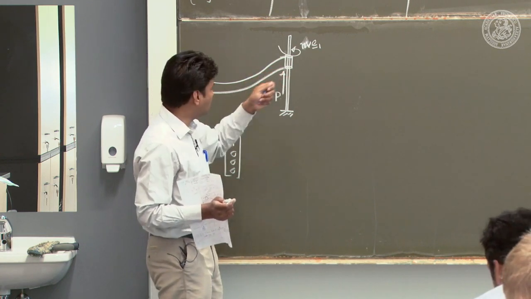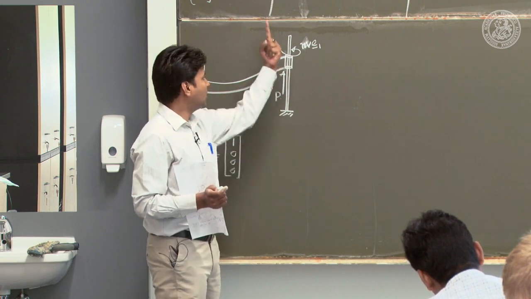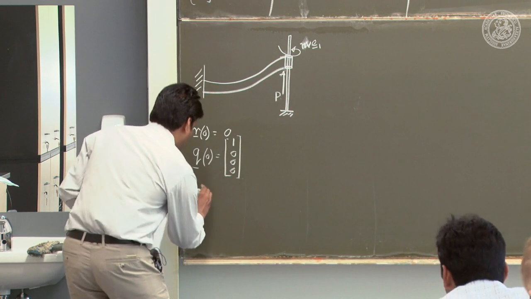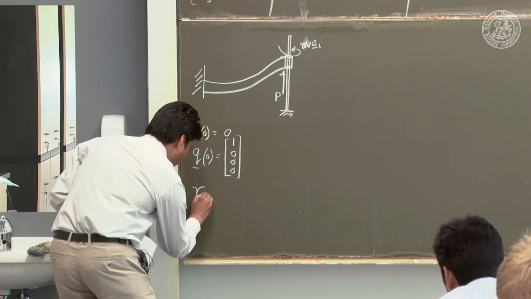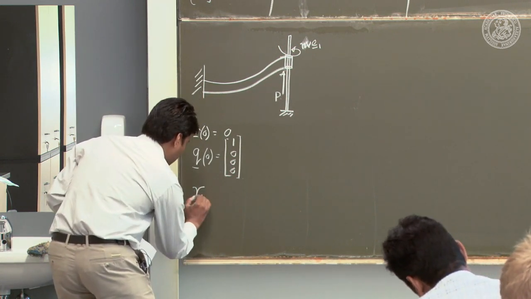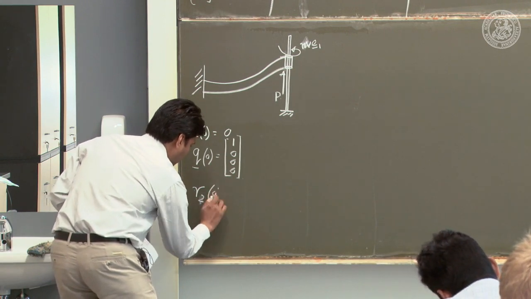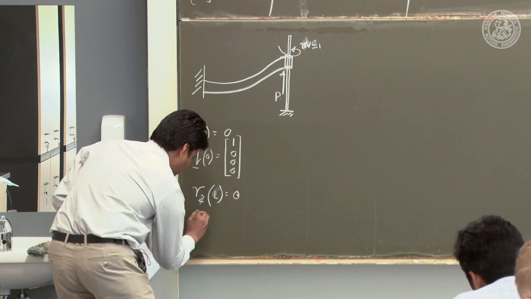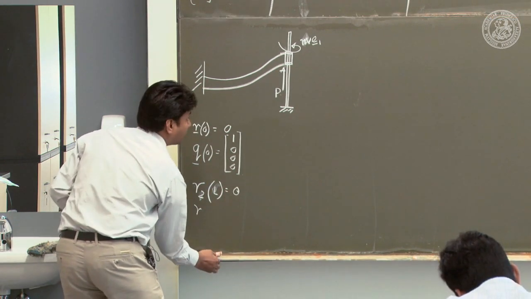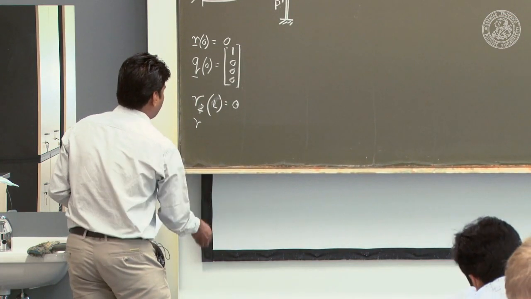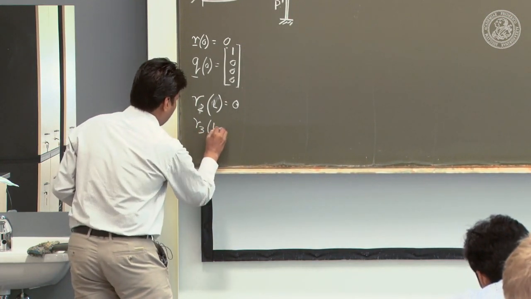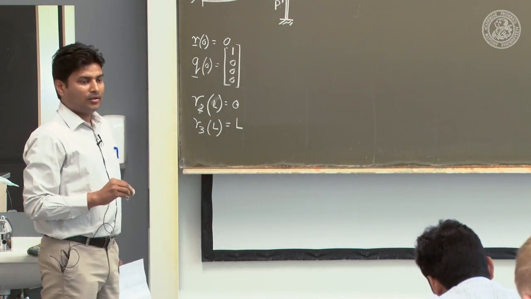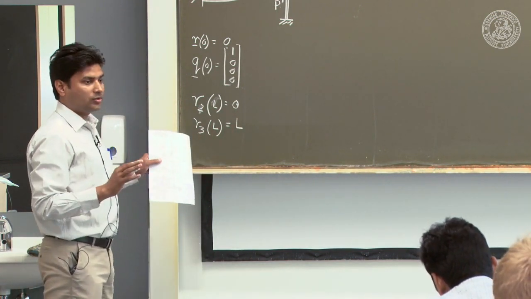It can't go in this direction, but in this direction we don't know. So we can say that little r of 2 at L is equal to 0, then little r of 3 at L is equal to L, but little r of 1 we cannot say.